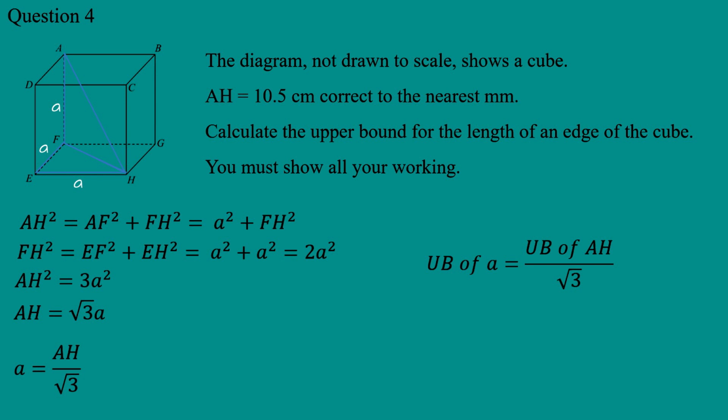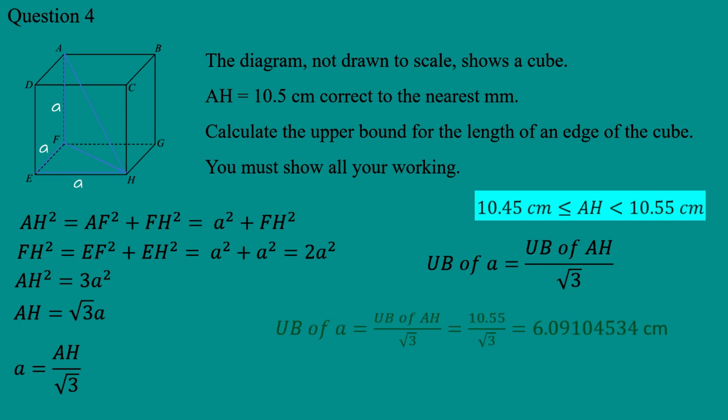h is correct to the nearest millimeter or 0.1 centimeters. Let's write down the error interval for h, then we can find the upper bound for a. Note that in the final answer, the upper bound for the edge length a, we write down all the decimal places on our calculator, we do not round the answer.